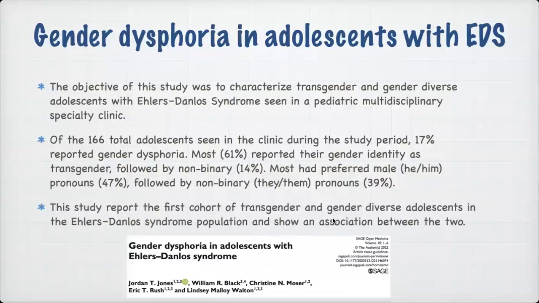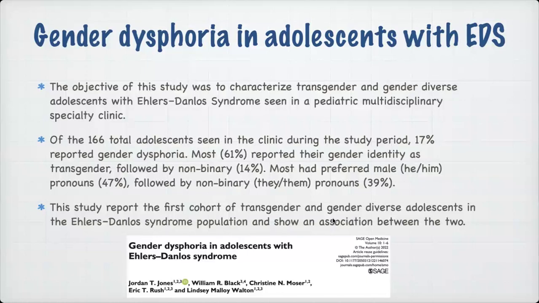Okay. And then another interesting study that came out in 2022, gender dysphoria in adolescents with EDS. The objective of this study was to characterize transgender and gender diverse adolescents with Ehlers-Danlos syndrome seen in a very specific pediatric multidisciplinary clinic. So in this clinic, among the 166 total adolescents seen during the study period, 17% reported gender dysphoria. 61 of those patients reported their gender identity as transgender, followed by non-binary at 14, and most preferred male pronouns, followed by non-binary pronouns.